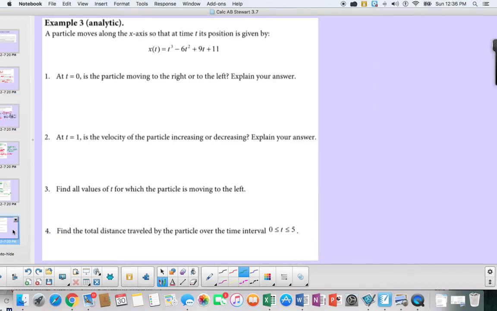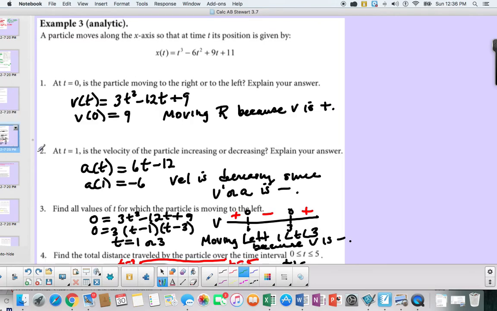All right, you try this problem. Stop the screencast and see if you can answer all those questions. And here's the answer.